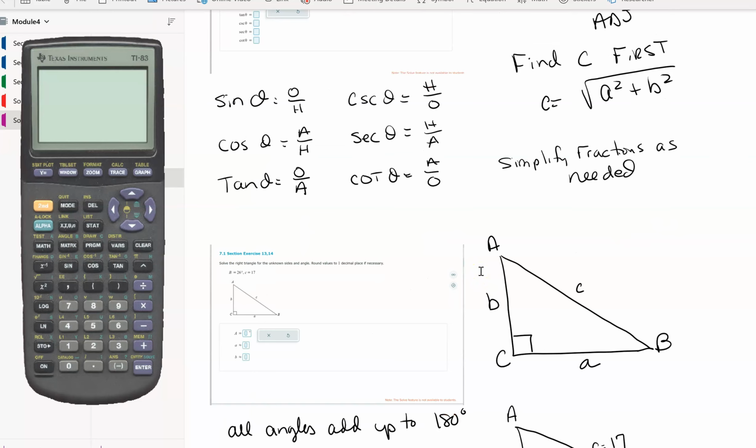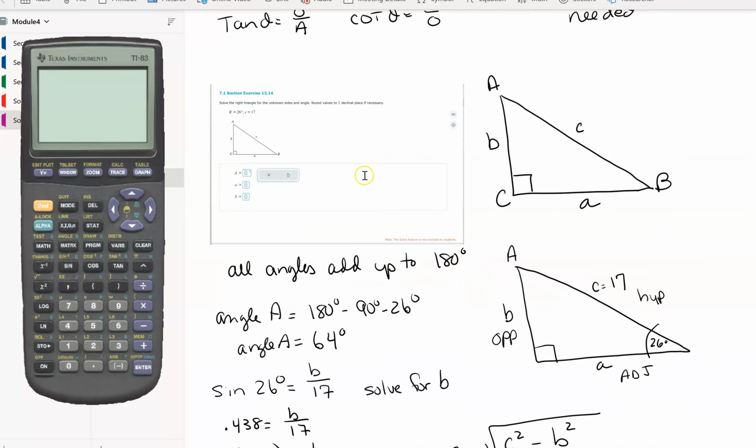Okay, so that one you can do. This one here is a little different. It sort of encompasses all the topics that we've gone through. The important thing to note is how they're labeling everything. The capital letters are the angles, the small letters are the sides. The angles and the sides are opposite of each other. So angle B is down on the lower right and side B is directly across from it.